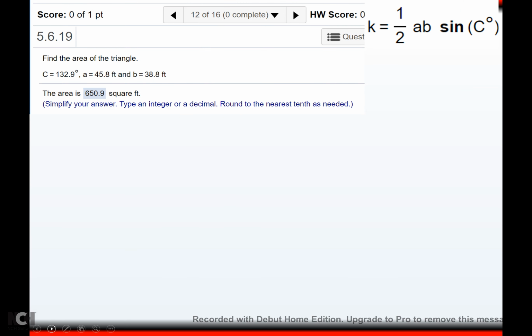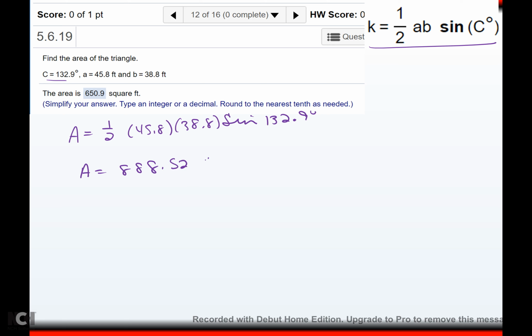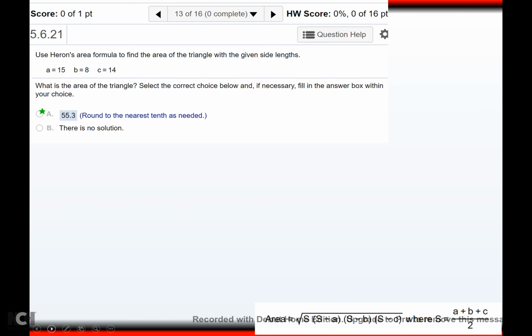Okay. Another one with an angle and two sides, so we're using this one. Why they're using K, I don't know, but since we know angle C, the area is going to be 1/2 times A times B times sine of 132.9. That gives me 888.52 times sine of 132.9, which gives me 650.8790164. It says to the nearest tenth. So we go out here, the 7 bumps it up, and we get 650.9.